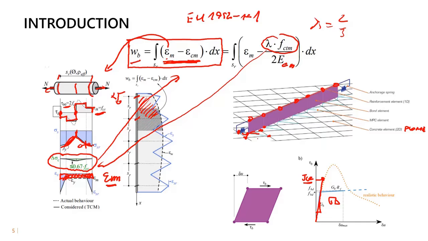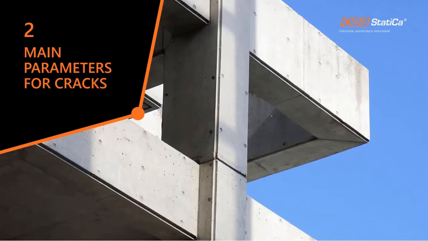So based on that, it's guaranteed the redistribution of the localized displacement or forces from one node to coupling nodes. Okay, so this is how it works, and we can basically move forward to the two main parameters for calculation of the crack widths.